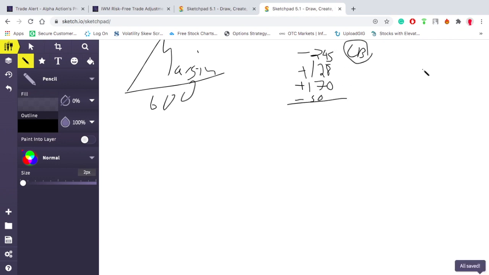All in all, this trade right here, I could calculate it out. You would do 170 plus 128 minus 245 minus 50. And you get a cost basis of $3. So you have a positive $3 cost basis.